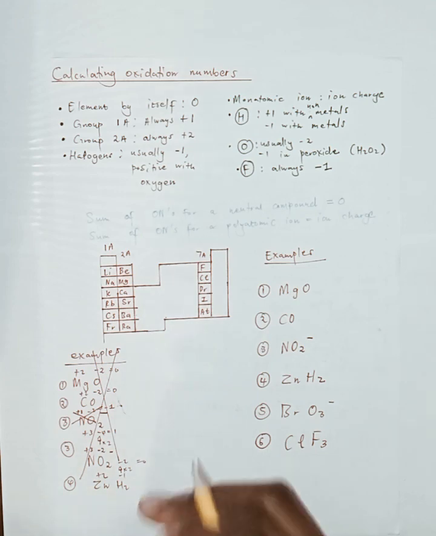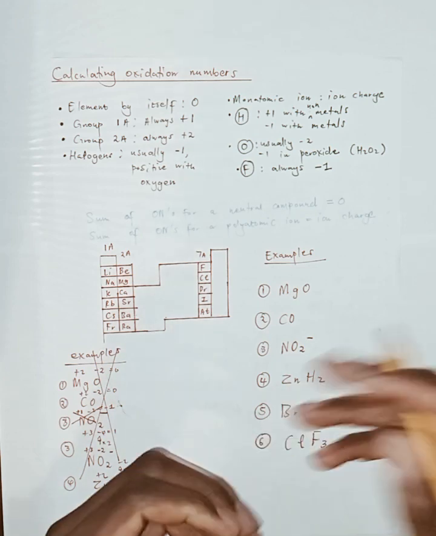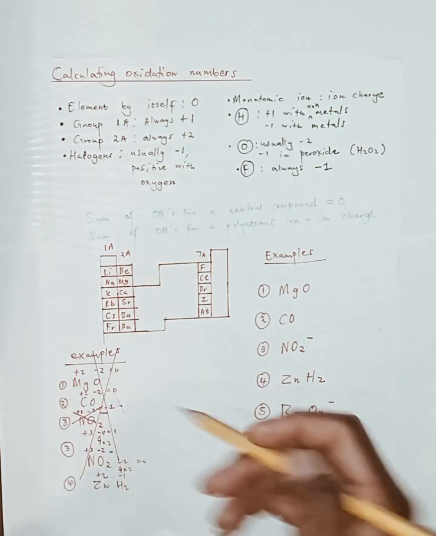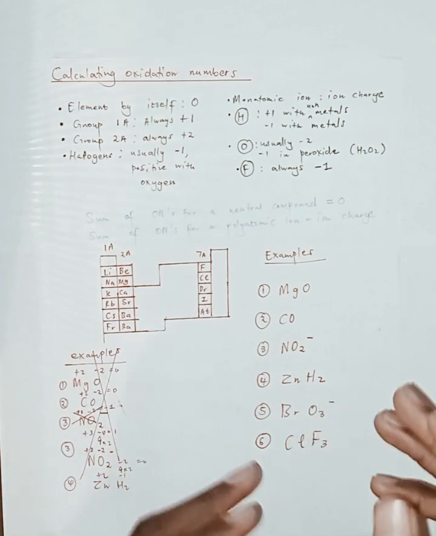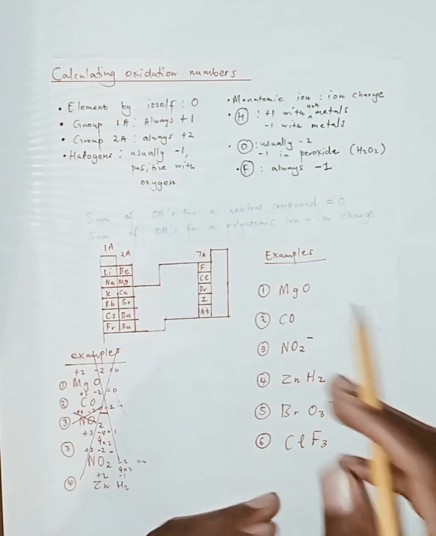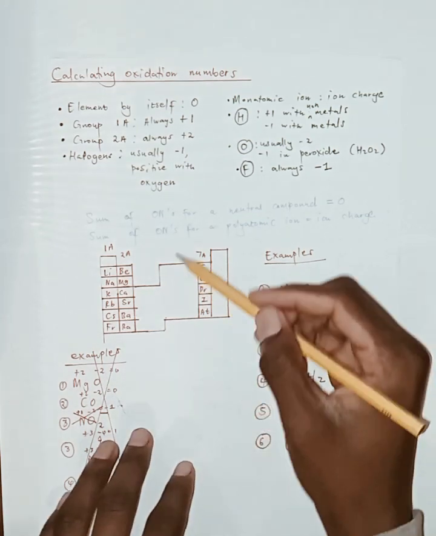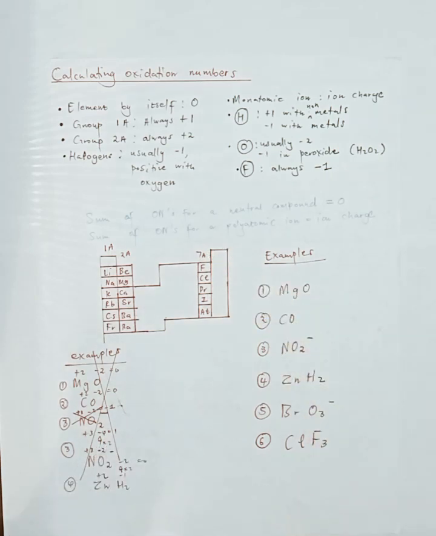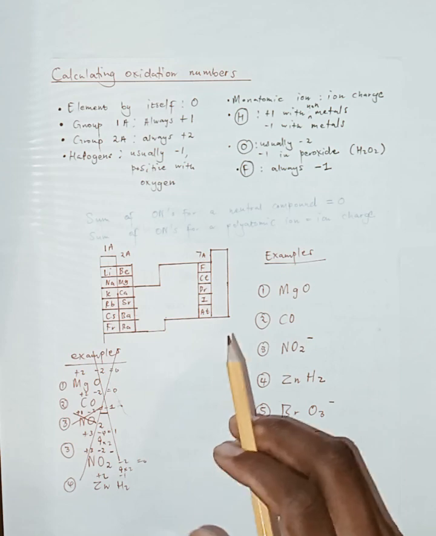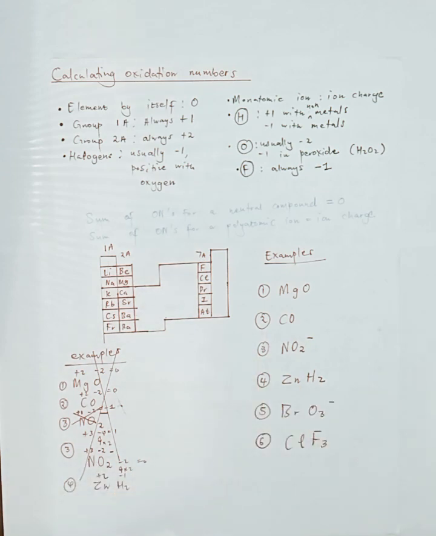And then group 1A is always plus 1. Group 1A, that's just group 1, this one here. The oxidation number is always plus 1. Group 2A is always plus 2. Remember that. You don't want to forget that. Then halogens, this column here, group 7A, group 7. Their oxidation numbers are usually minus 1, but they are positive with oxygen. So it's positive if the halogens are paired with oxygen.